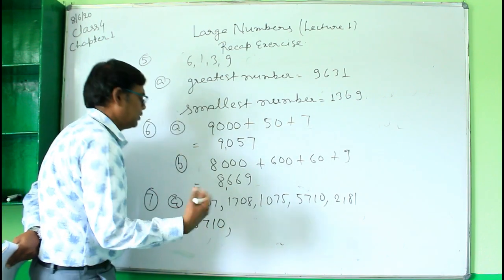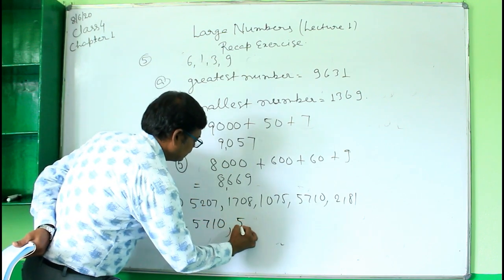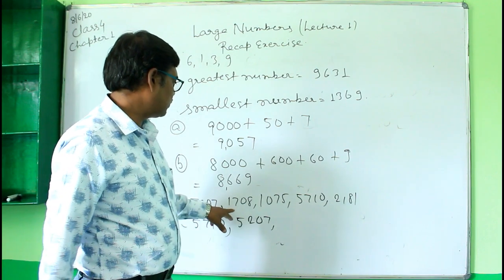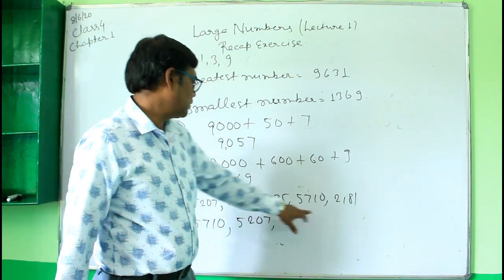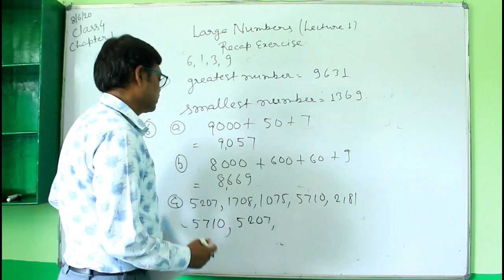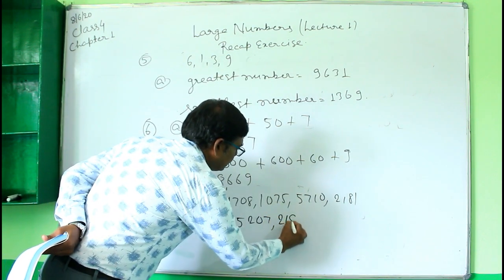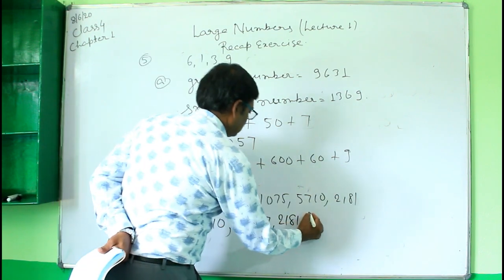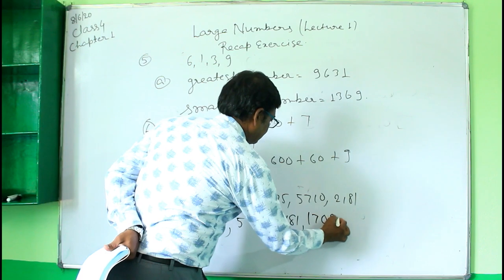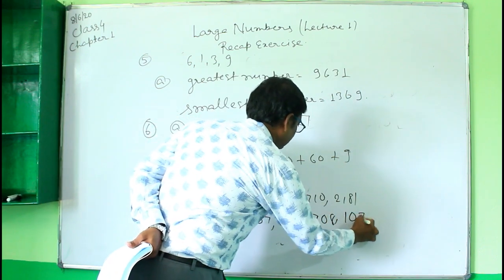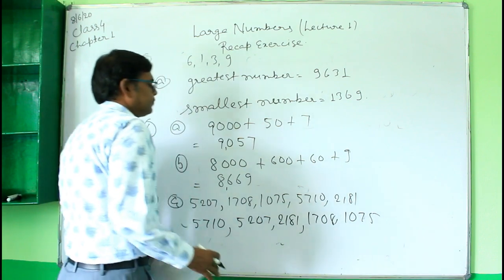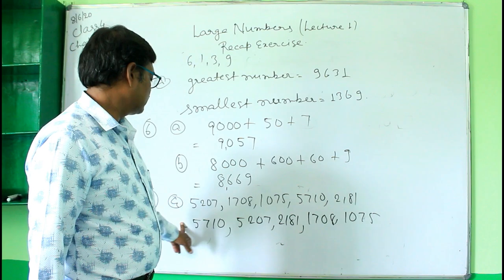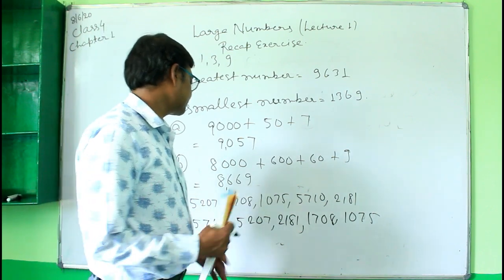is the first number. The next number will be this number. Then next, now find out here, this is 17, this is 10, and this is 21. So this one will be bigger. So we will write this here, 2,481. The next number will be this, and then the last one will be 1,075. So this is the arrangement in the descending order.